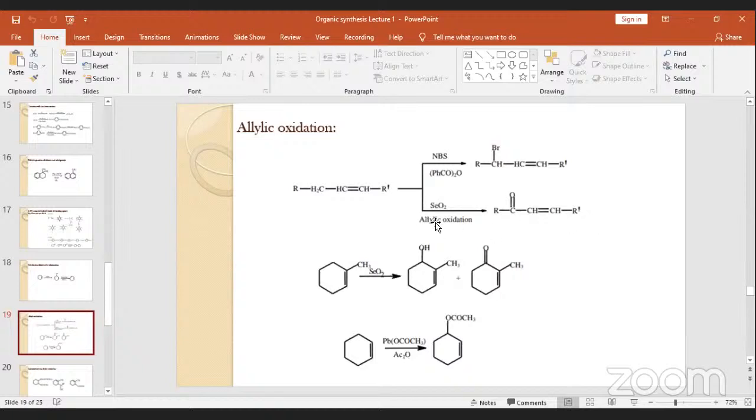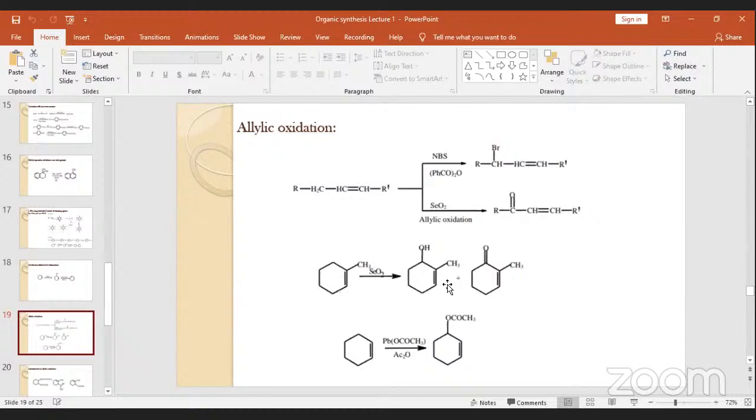Here you see selenium dioxide. Selenium dioxide can be used to get the allylic oxidation product. Okay, so from alkene, the allyl position is oxidized by making use of selenium dioxide. So here you see this methyl cyclohexene. How can you prepare this methyl cyclohexene? Suppose you take cyclohexanone, treat it with methyl magnesium bromide, you will get the corresponding tertiary alcohol, and by dehydration reaction, you will get methyl cyclohexene.